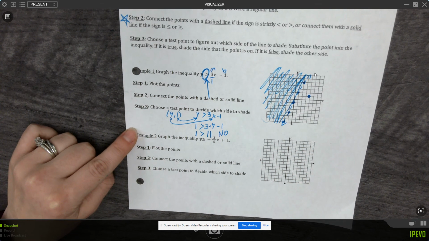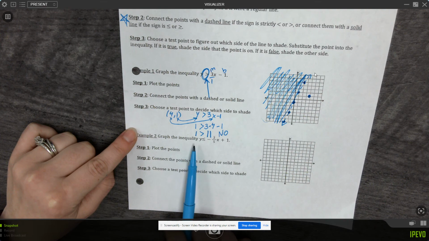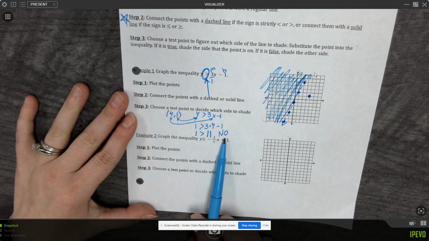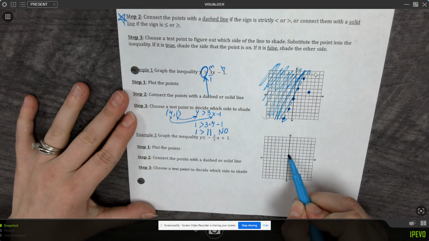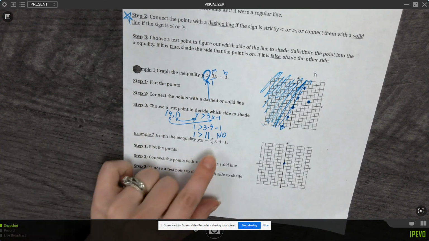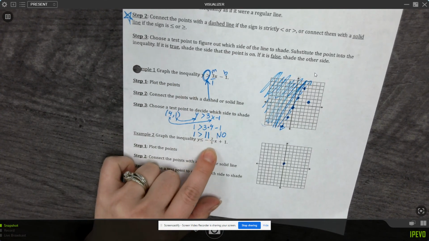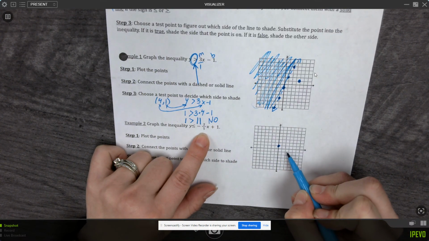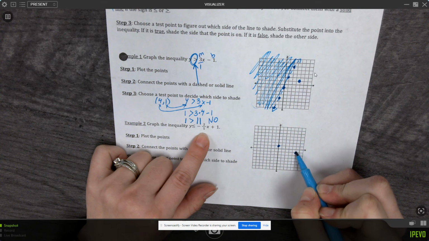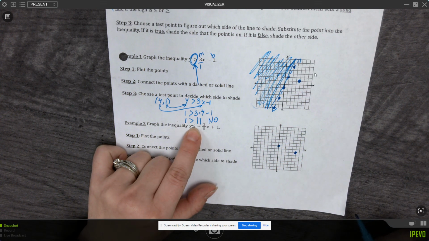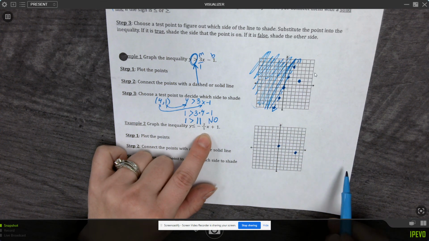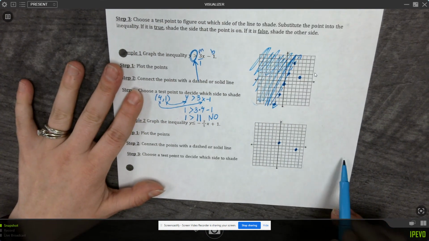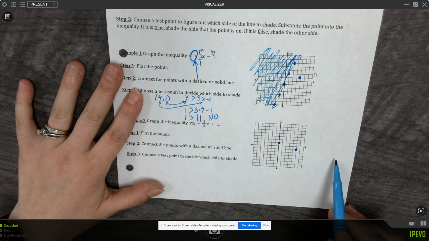Example 2. Graphing your inequality. Starting by plotting your points. Our y-intercept is 1. Our slope is negative 2 over 5. So from that point, you are going down 2 and right 5. Down takes care of the negative, so you're going to go a positive in your run direction. So down and right, which I can't continue anymore. I could go down 2, but I can't go right anymore.